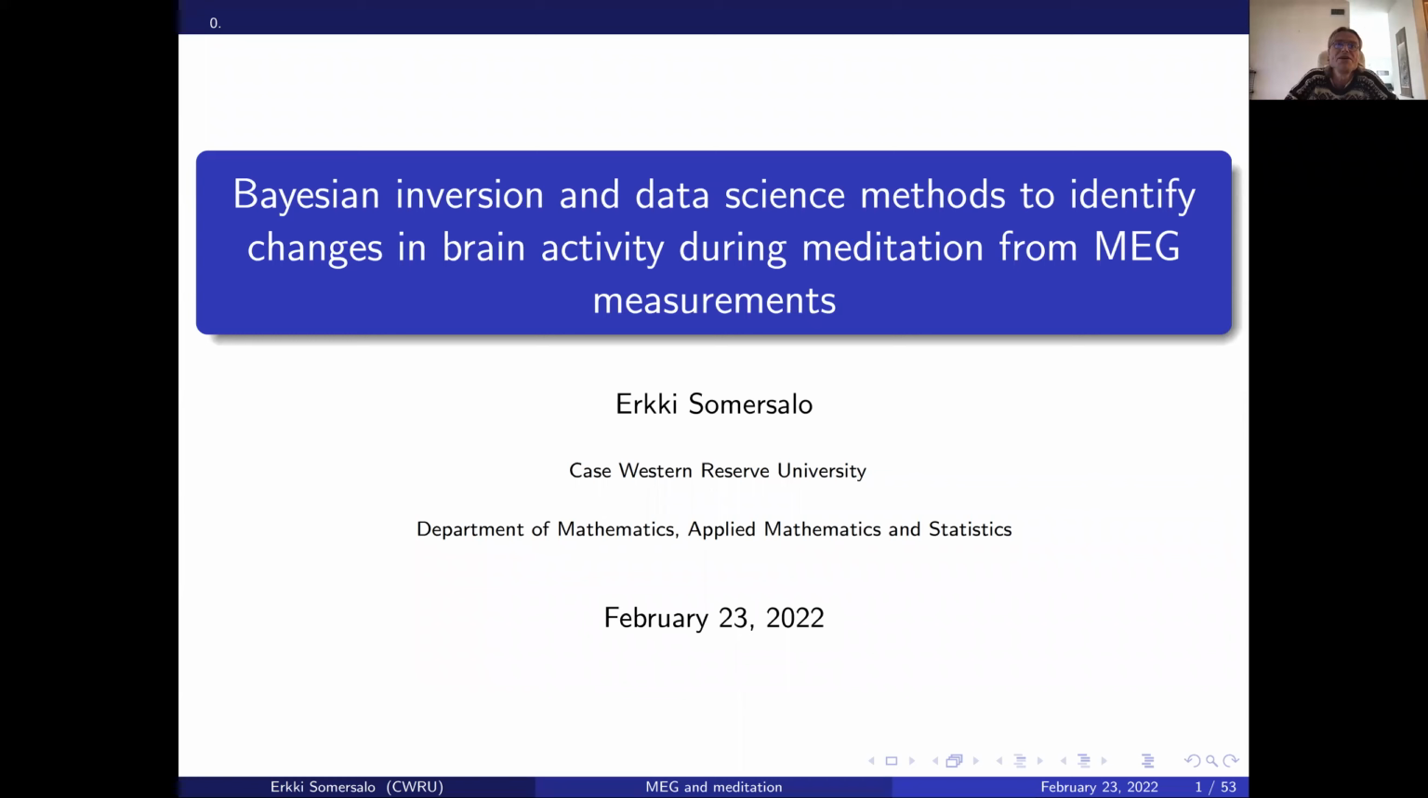So we are very happy today to have Erkki Somersalo, who will be talking about Bayesian inversion and data science methods to identify changes in brain activity during meditation from MEG measurements. So that was a long but a very interesting title.